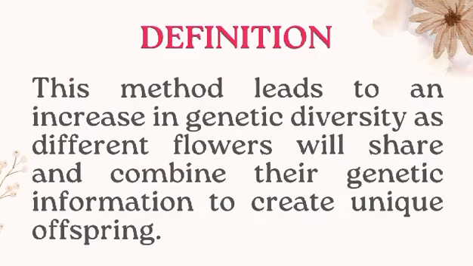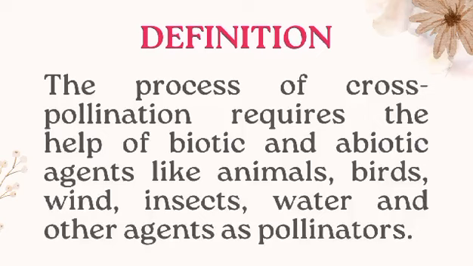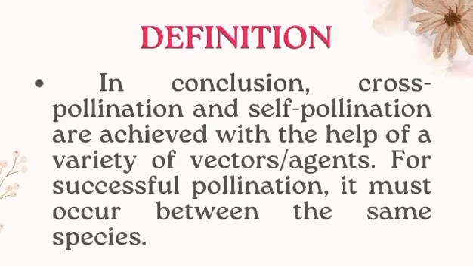This method leads to an increase in genetic diversity as different flowers share and combine their genetic information to create unique offspring. The process of cross-pollination requires the help of biotic and abiotic agents like animals, birds, wind, insects, water, and other agents as pollinators. In conclusion, cross-pollination and self-pollination are achieved with the help of a variety of vectors or agents. For successful pollination, it must occur between the same species.